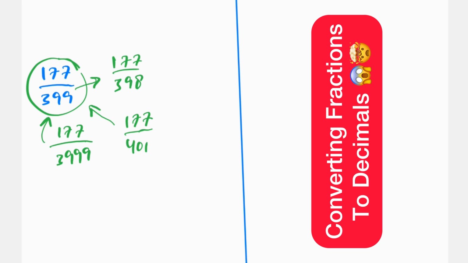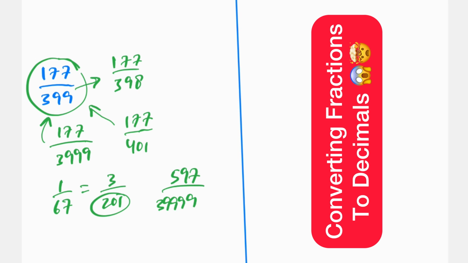All of this we have learned how to do. And let's say 1 over 67, if we multiply both the numerator and the denominator by 3, we can have 3 over 201. We know it's a special number, we can use it here. Or if we multiply 1 over 67 by 597, it will become 597 over 39999. So we can use 4 figures at a time here. So I'm just telling you these things, that once you start practicing these methods, then sky is the limit.